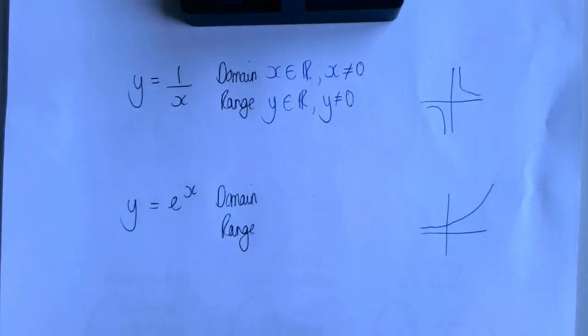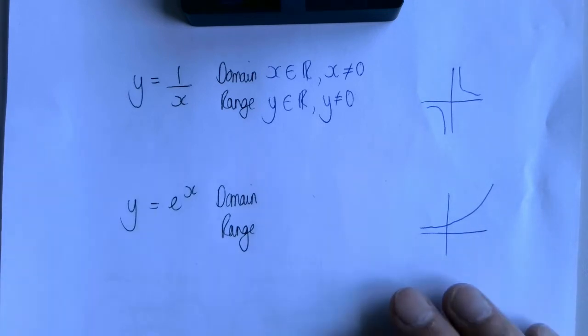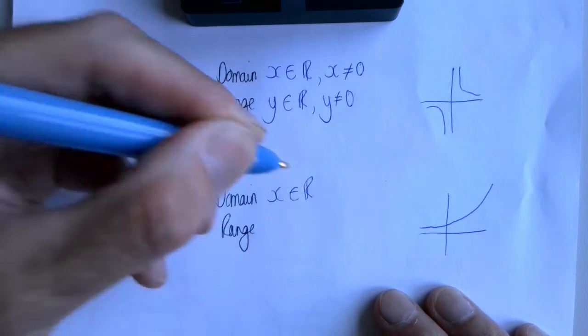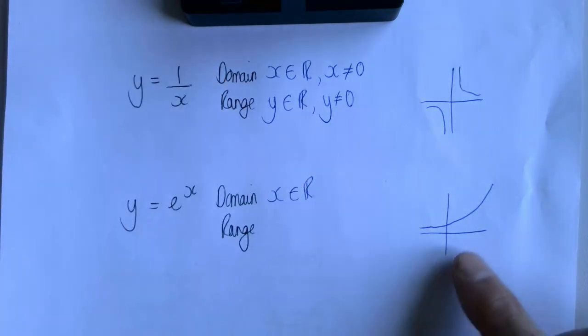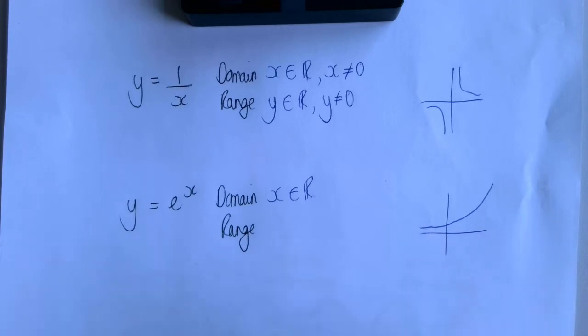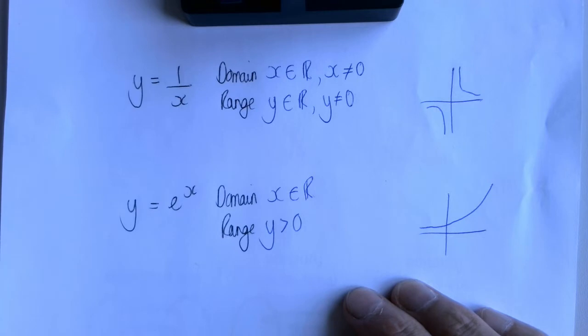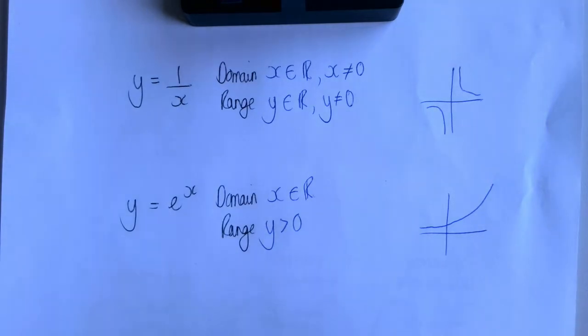I can put any number I want, any x value. I can do e to the power of anything I want. But the range, well, this graph never reaches 0, does it? So y is always going to be greater than 0. And understanding domain and range is really important.